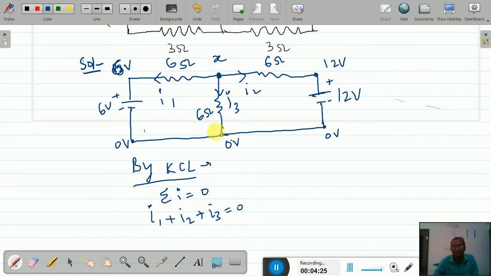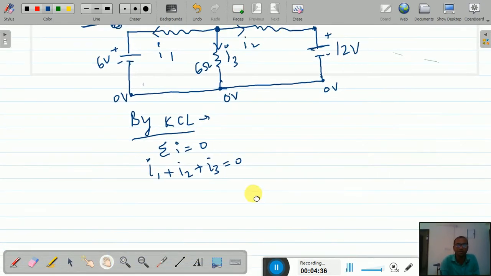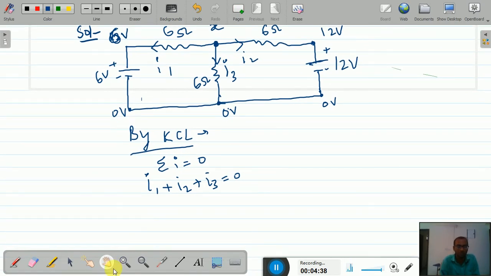What will be I1? This current is going from this point, so this point will be at higher voltage, means x minus 6. And current will be equal to the potential difference divided by resistance. So what is the potential difference? x minus 6. So this is x minus 6 over resistance. What is the value of the resistance? Which is 6. Okay, and plus what is I2?